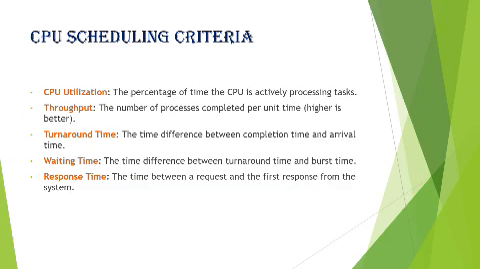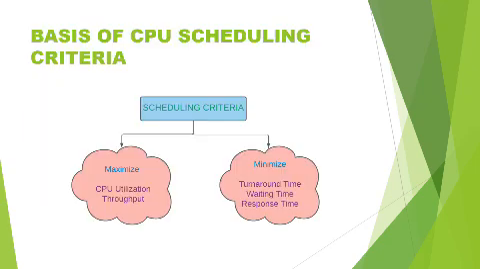Turnaround time is the time difference between the completion time and arrival time of the task. Waiting time is the time difference between turnaround time and burst time. Response time is the time between the request and the first response from the system. It is not the completion of the task, it is the response the system provides first for the particular task. So these are the basics of CPU scheduling criteria.